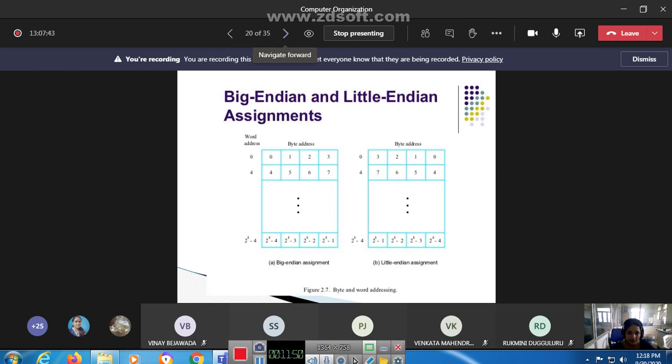This is the example diagram. In this we have the byte and word addressing. If you see this one, these values 0, 4, 2 power k minus 4 are the word addresses. And 0, 1, 2, 3, 4, 5, 6, 7 are the byte addresses. Word addresses, byte addresses. This is the big endian assignment, and this is the little endian address assignment.